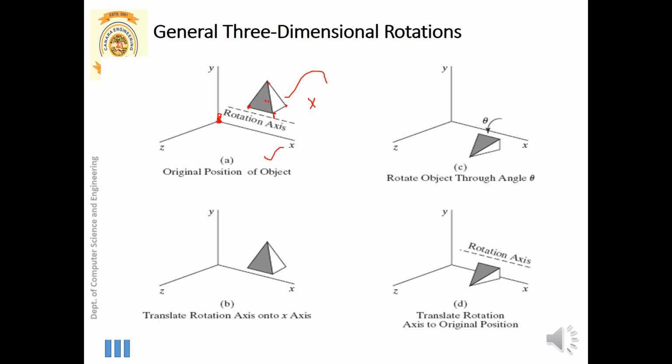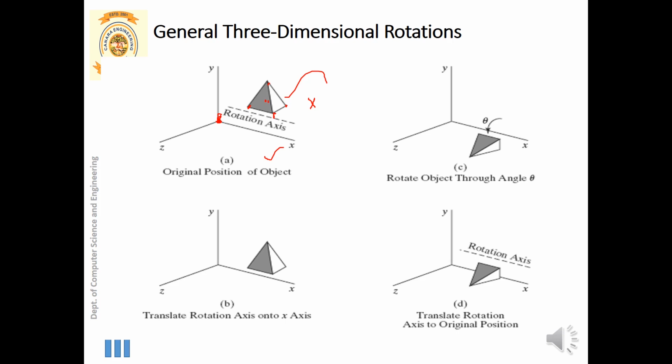Because I want to perform the rotation along x-axis only. So translate or shift the position in order to rotate the object along x-axis. Okay, once you have shifted along x-axis, what can you do now? You can now perform the rotation.